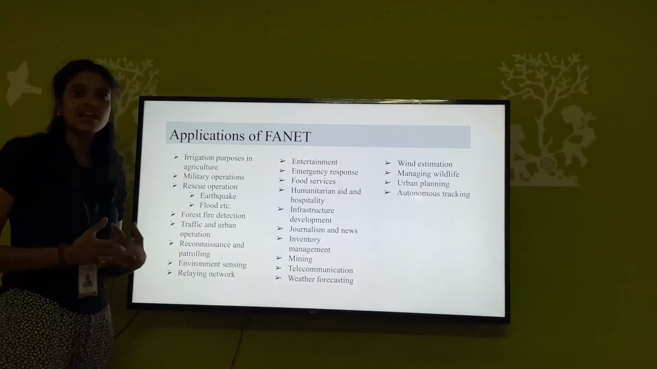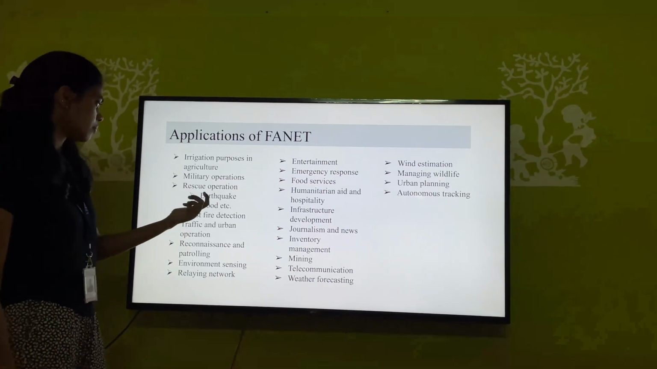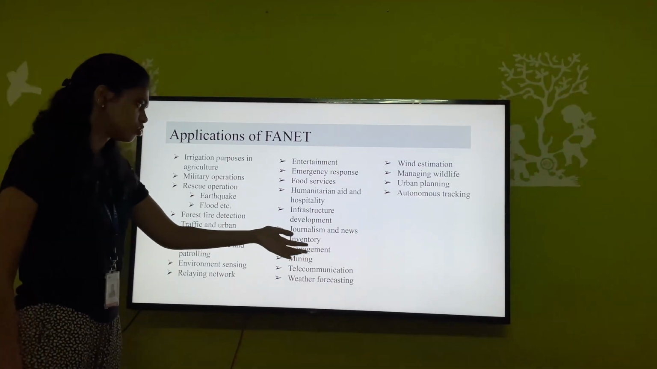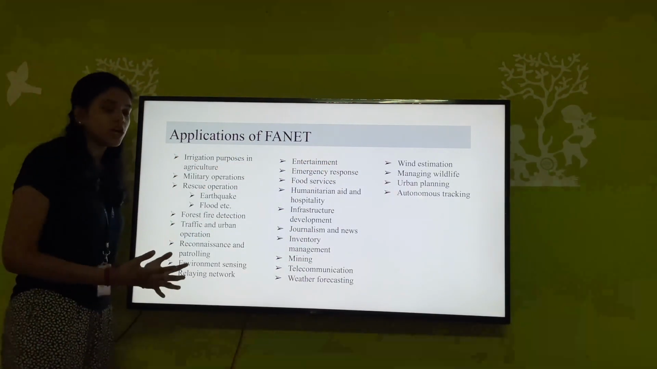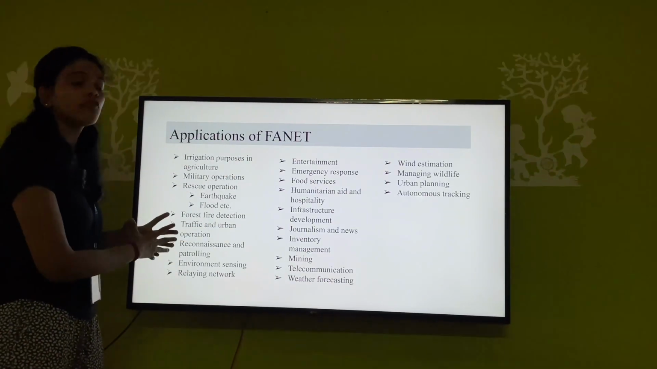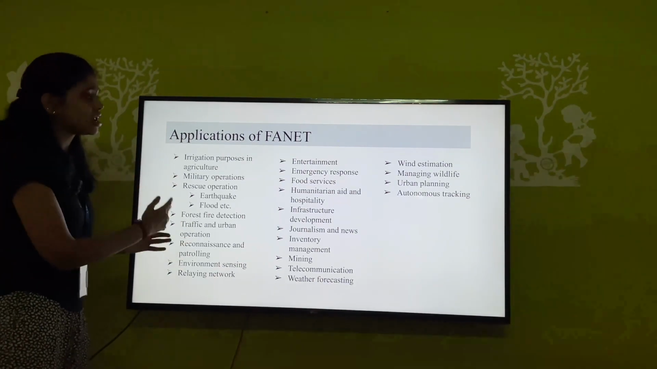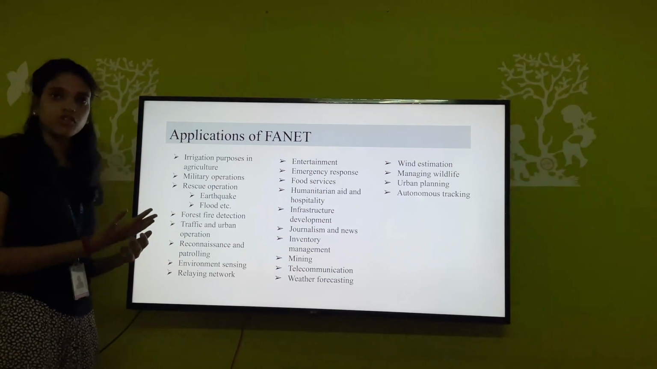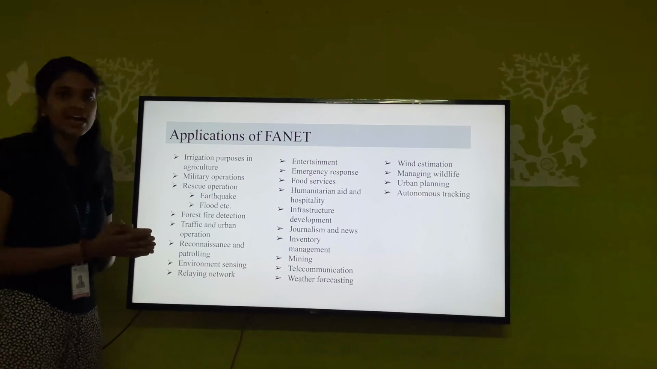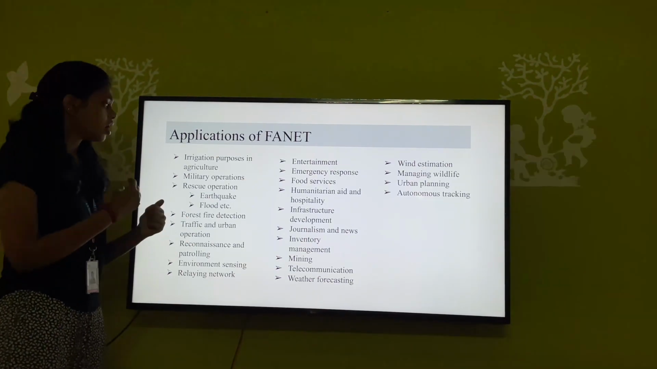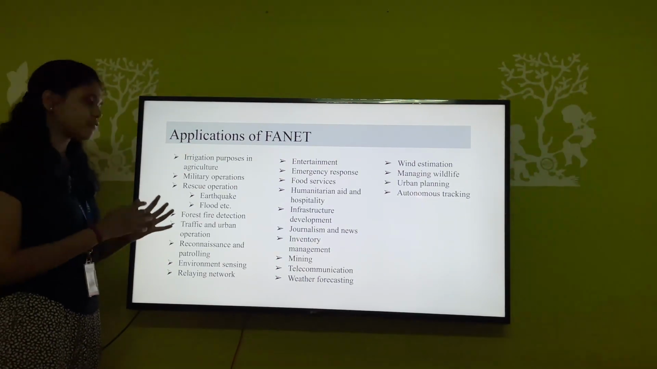Potential applications of FANET are limitless, as we can see from the examples listed on this slide: irrigation in agriculture, military operations, rescue operations, journalism and news, infrastructure, wind estimation, managing wildlife, etc. The beauty of all these applications is that the performance metrics required to satisfy them aren't the same. Each and every application requires different performance metrics to be satisfied. For example, for irrigation in agriculture, battery life is very important because if the drone has to go all around the area, the battery life should be proper for that.